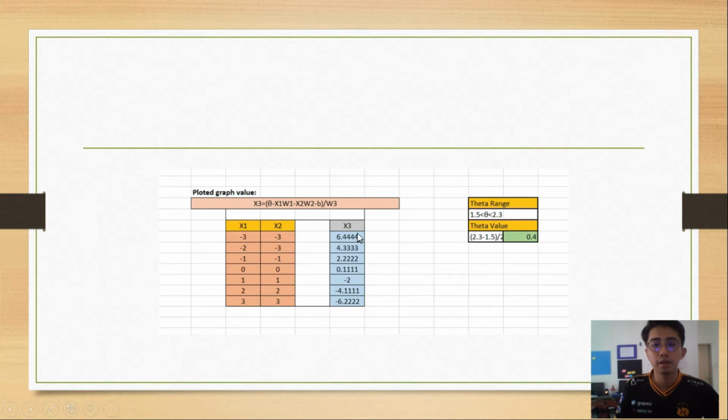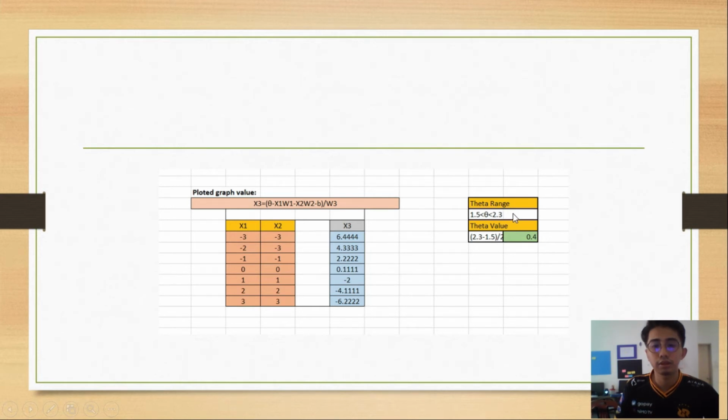we will get for x3 is 6.4444, the second one is 4.3333. The third one is 2.2222. The fourth one will be 0.1111. The fifth one will be 2. The sixth one will be negative 4.1111. And the last, negative 6.2222.